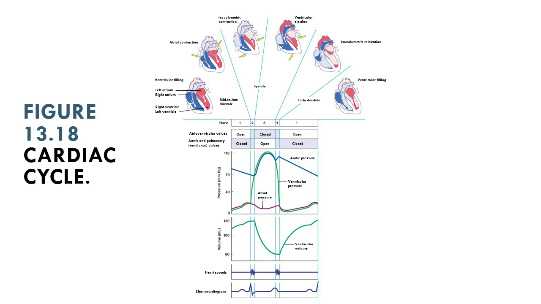Other correlations with figure 13 are whether or not the valves are open or closed. We introduced this when we wrapped up chapter 13 before the test. We know that when the AV valve is open, the semilunar valve should be closed, and vice versa. So we'll come back to that. And then in lab, we talked about the heart sounds when the blood moves between the chambers and into the different circuits. And on the very bottom is correlating an EKG with these events.